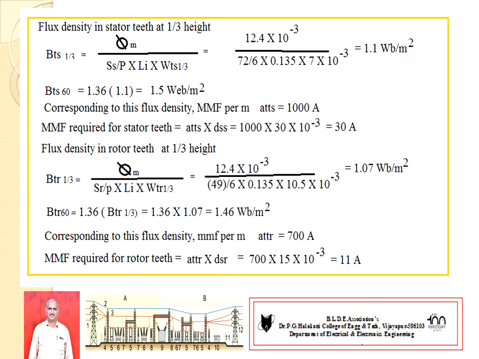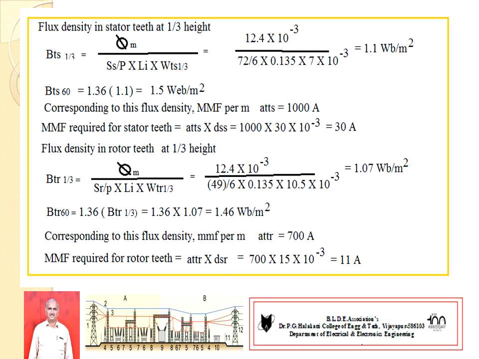In similar fashion, flux density in rotor teeth at 1/3 height. So BTR 1/3 equals, using the rotor side formula, Φm divided by SR divided by P into Li into WTR at 1/3. That is the width of rotor teeth at 1/3 height. Again this value is also given in the problem. It is 10.5 mm. Only thing, you convert to meters.